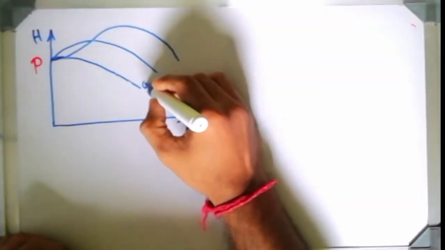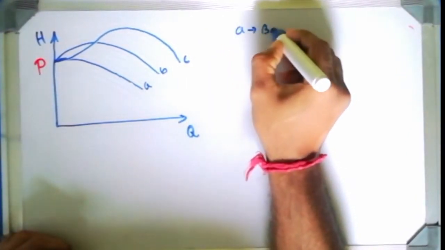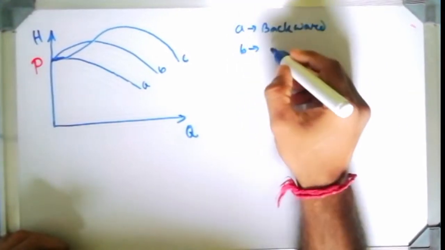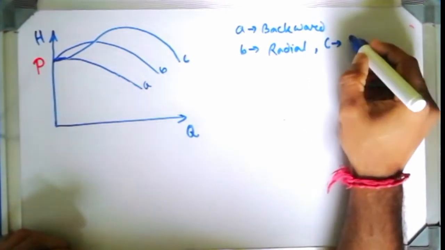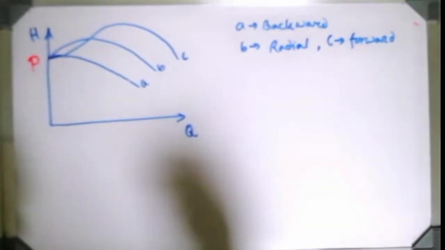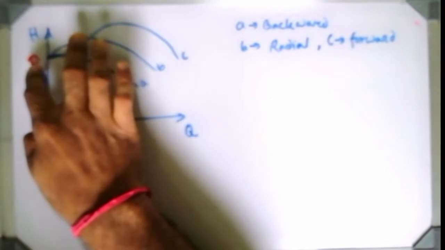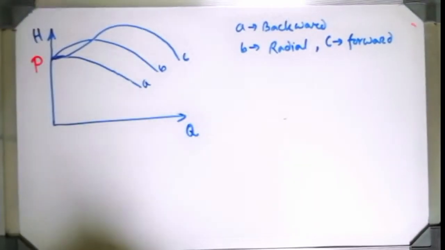Name them A, B and C. A is backward curved, B is radial and C is forward. They are the actual head curves considering the losses. Now if I draw on this particular plot the power curves, power versus discharge, then there will be a magic.